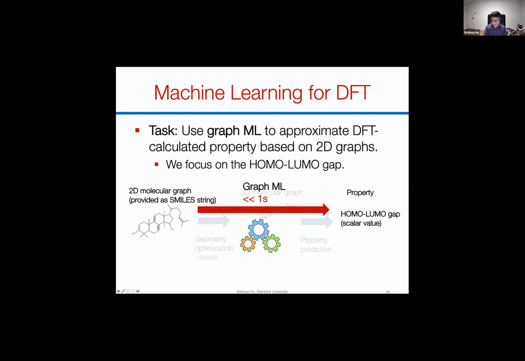So our task in this KDD Cup is to use graph machine learning to approximate the DFT calculated property based on the 2D graph. Especially, we focus on the HOMO-LUMO gap as the target quantum property to predict. So we want to go directly from the 2D molecular graph, using graph machine learning, to predict the target HOMO-LUMO gap, which is orders of magnitude faster than the original DFT.